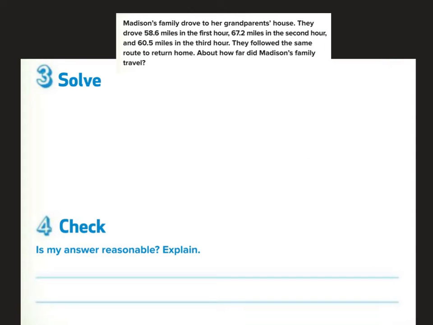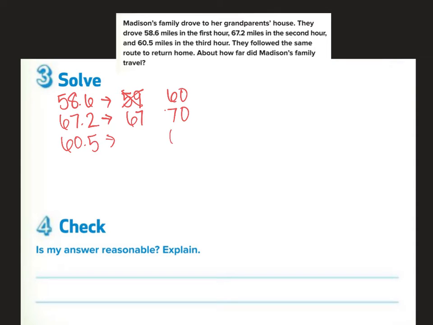Okay, let's solve. So 58 and 6/10 is going to go to 59. 67 and 2/10 is going to go to 67. You know what? I don't like this. I'm changing my mind. I'm not going to have it go to 59. I'm going to have it go to 60. I'm not going to have it go to 67. I'm going to have it go to 70. I'm going to round to the tens place instead of the ones place because that would be easier. And I like easier. Okay, and then 60 and 5/10 is just going to go to 60, which we like, okay?